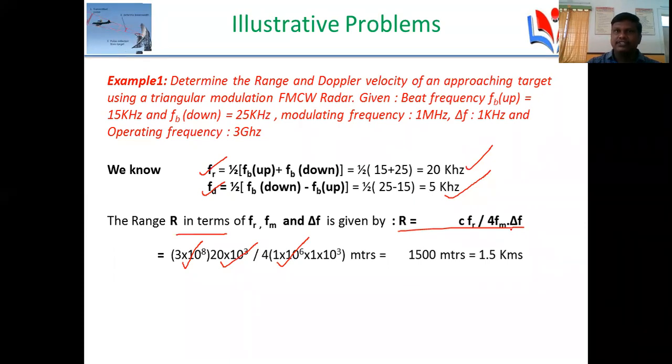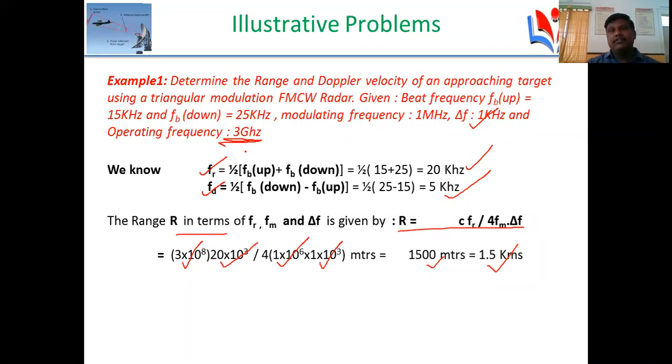Delta F is given, taken as 1 kilohertz deviation frequency. That is equal to 1500 meters, which in terms of kilometers we can write as 1.5 kilometers. The operating frequency is also given, but it is not needed for our calculation.